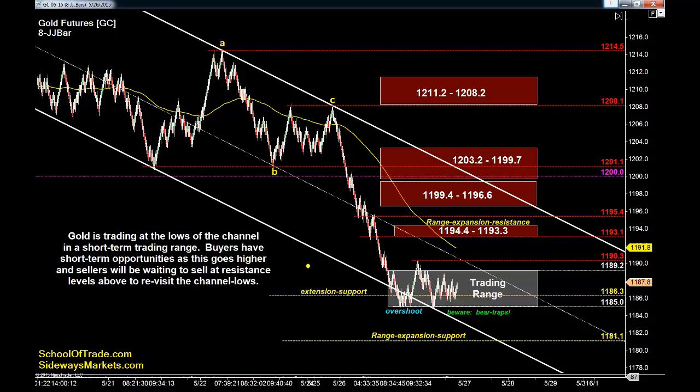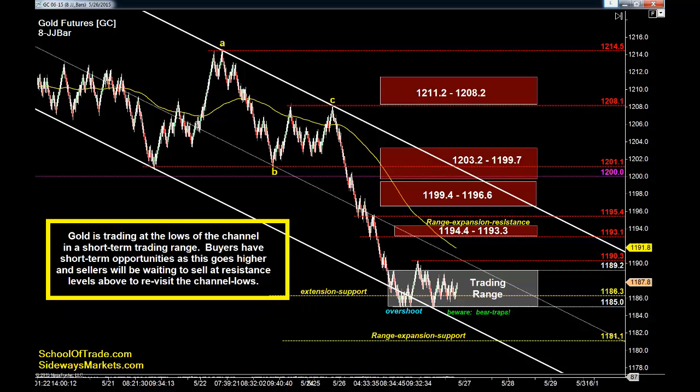Gives you a lot more targets for those buyers right now. Gold is trading at the lows of the channel. We have a short-term trading range. Buyers have short-term opportunities. As this goes higher, sellers got to wait patiently here and sell at resistance levels, right, before we revisit these channel lows.